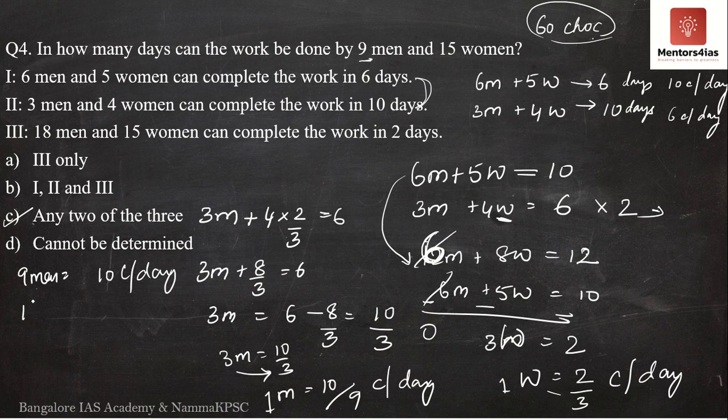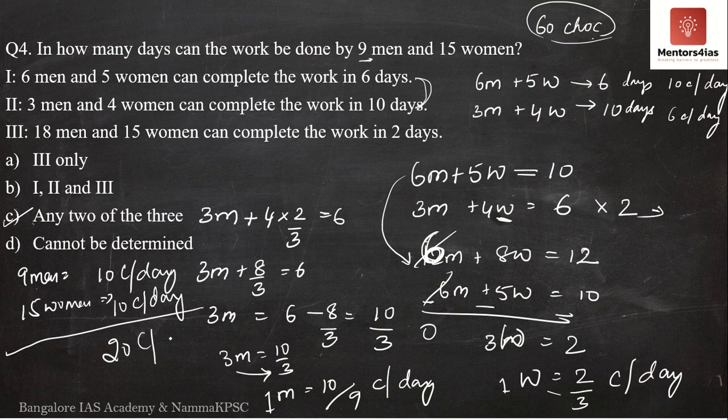How about 15 women? How many chocolates can 15 women eat in a day? One woman can eat only 2 by 3. Then 15 women can eat 15 into 2 by 3, which is 10 chocolates per day. So when 9 men and 15 women come together, they should be able to eat 10 plus 10, 20 chocolates per day. If they're eating 20 chocolates per day, they will obviously take 3 days to eat 60 chocolates.